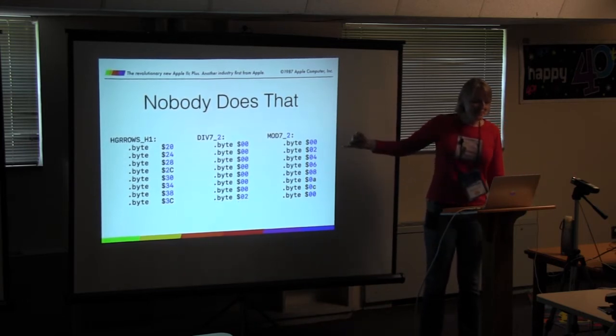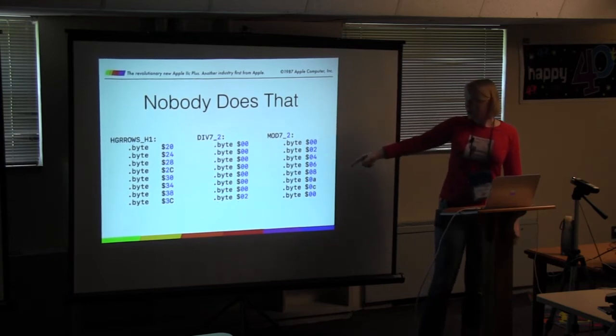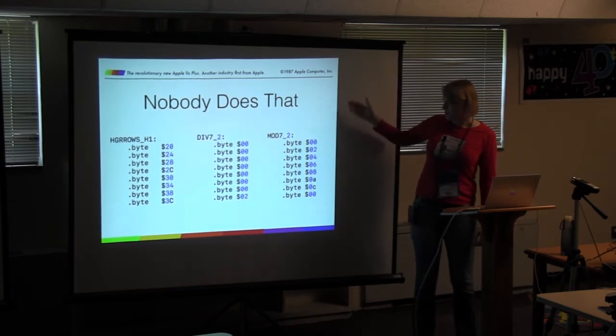So yeah, this is what you typically do: you create lookup tables for the start of each high-res row, lookup tables for divide by 7, lookup table for mod 7.